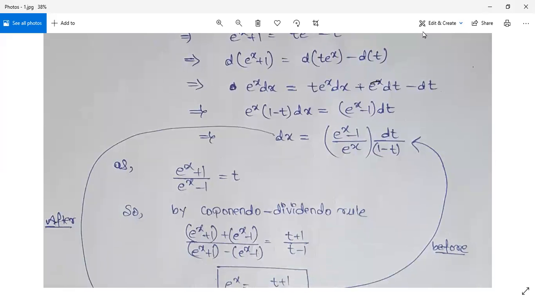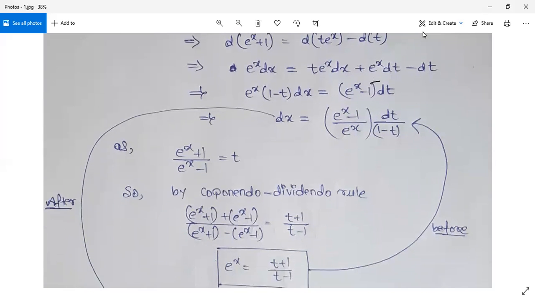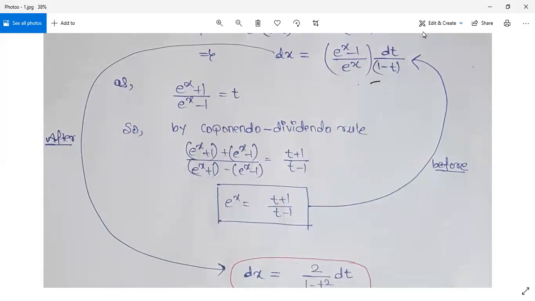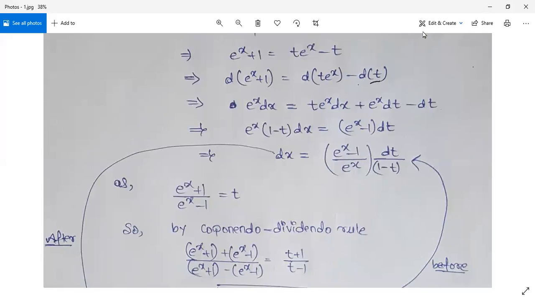Now, rearranging the third step, I will take this t times e^x dx to the left-hand side. So I get to my fourth step, in which there is e^x times (1 minus t) dx, which equals (e^x minus 1) dt. All right. Now I can represent dx as (e^x minus 1) divided by e^x, taking this e^x in the denominator, and 1 minus t also in the denominator. So this is the final expression which I came up with.